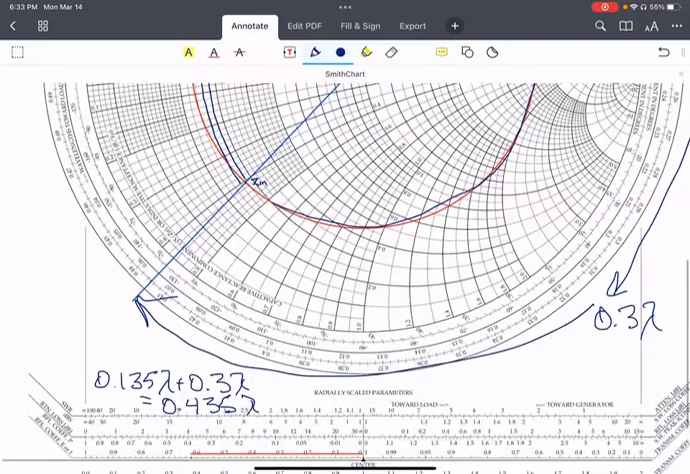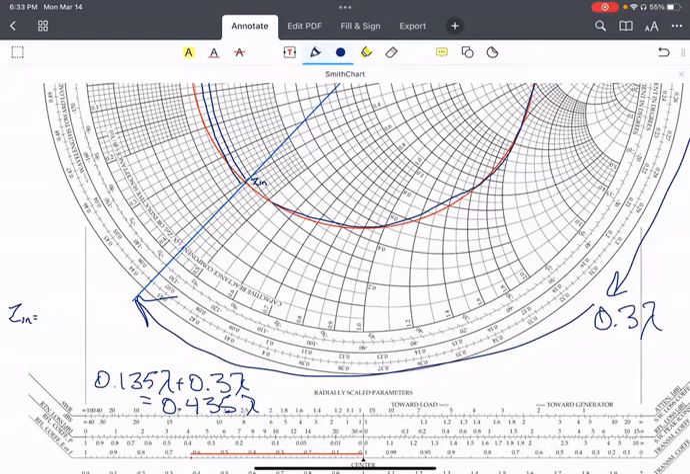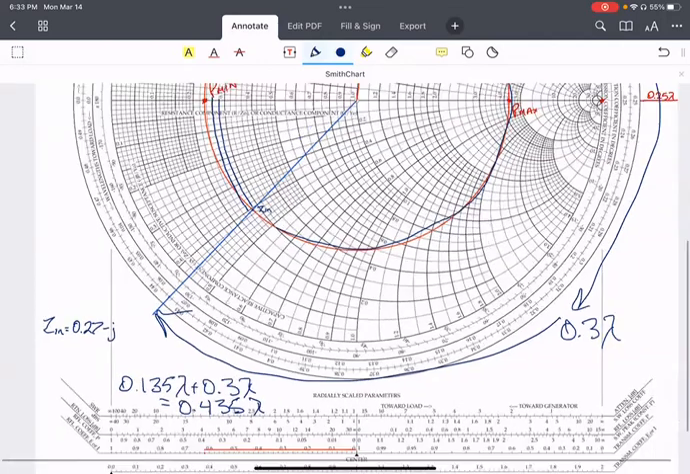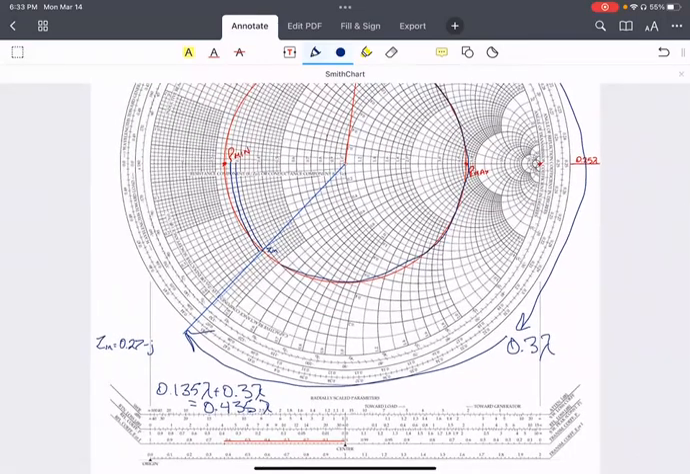So for me, Z in equals 0.27, plus or minus? Minus, because we are in the lower half of the Smith chart, so the imaginary part is going to be negative.